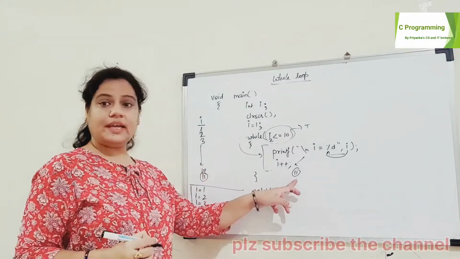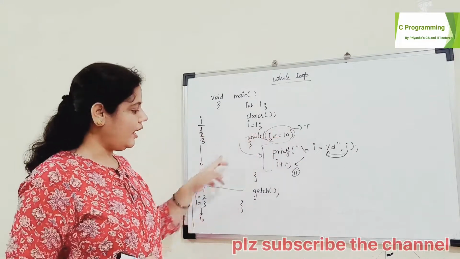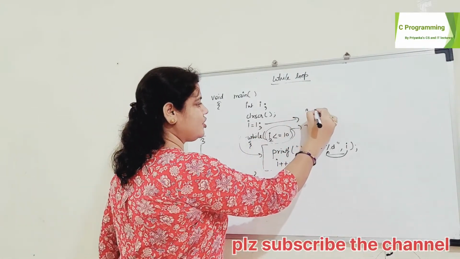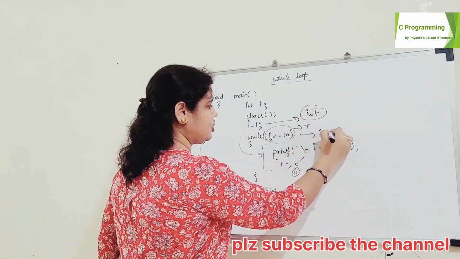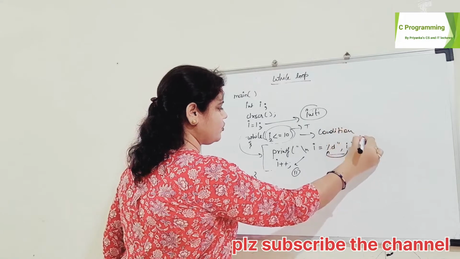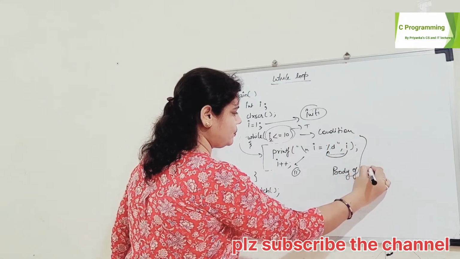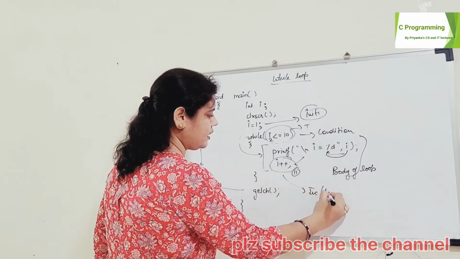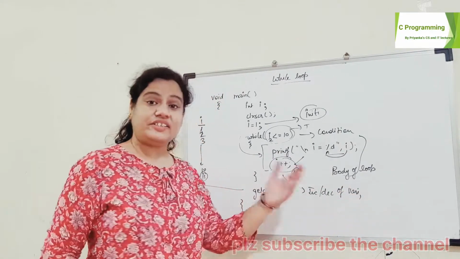I plus plus, 11. 11 is less than 10? No, now it is false. Then it will come out from the loop. Simply, these are the three parts of the loop. This is initialization, this is condition, and this is what? The body part, the body of the loop. This is the increment or decrement of the variable to count the iterations.